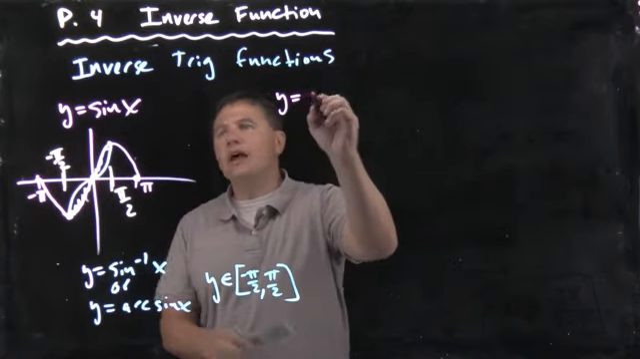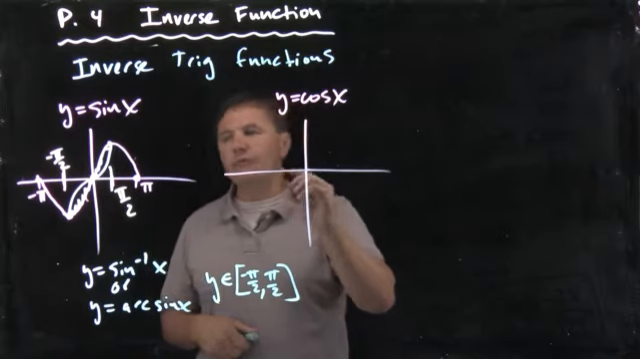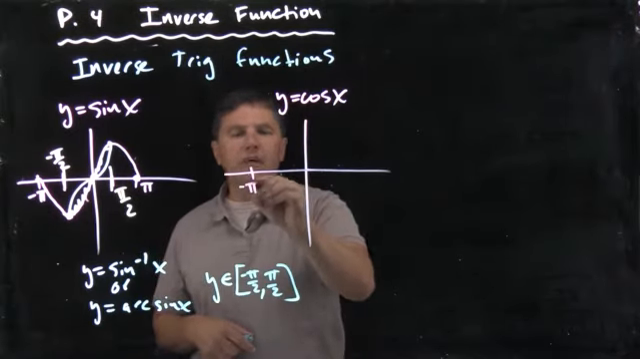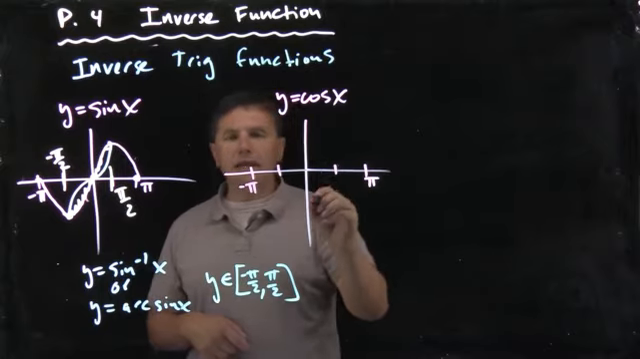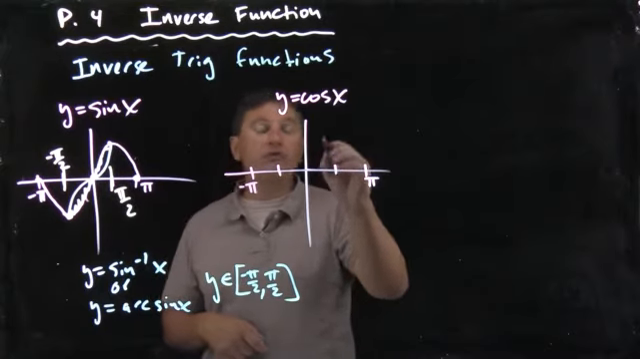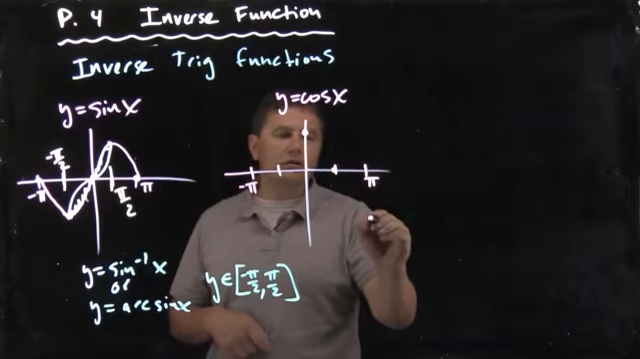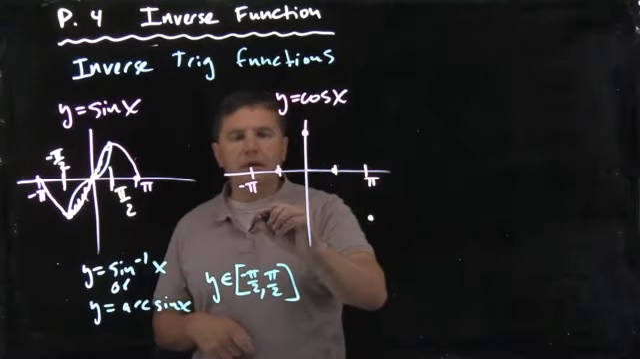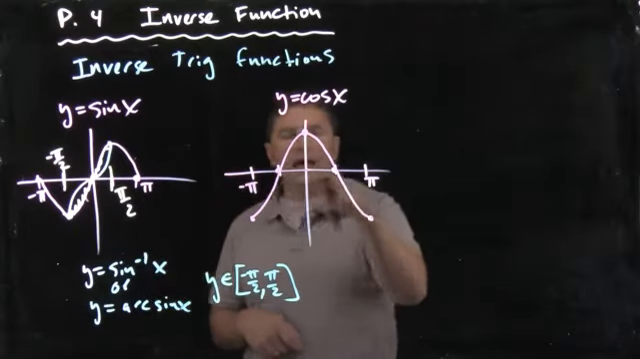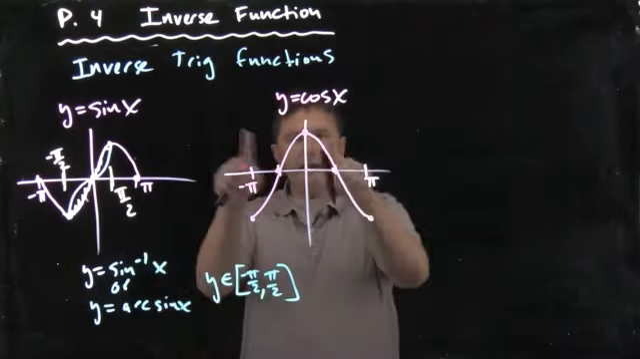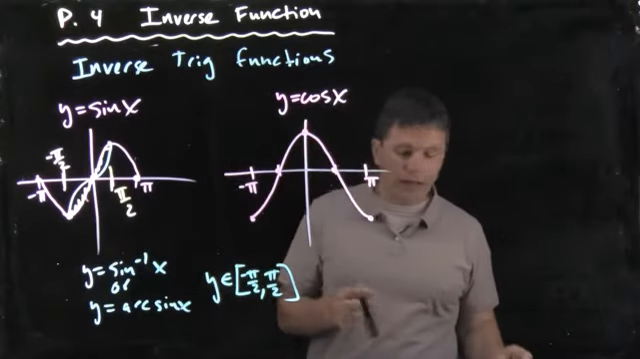Y equals cosine. So once again, we'll look at it from negative pi to pi, and positive cosine looks like this from negative pi to pi. Okay, so once again, we see that it's breaking that rule that has to be one-to-one right there. It doesn't pass a horizontal line test.